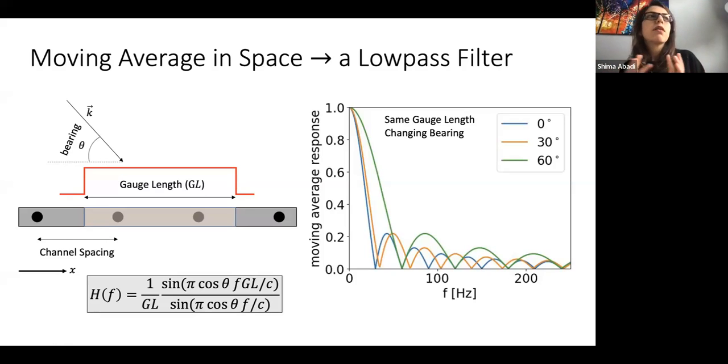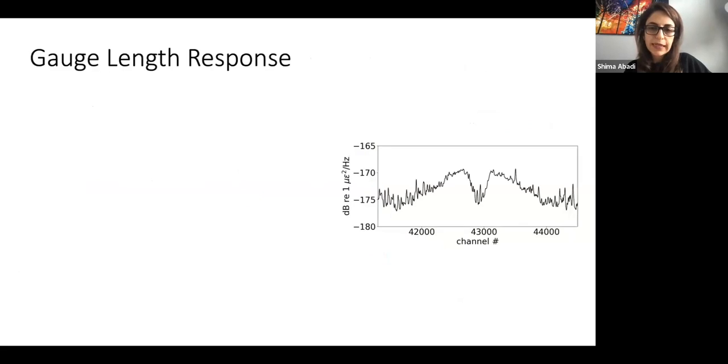I just want to say it's not that easy. It's a nice explanation, but when we want to do the math, it's not that easy, because we don't know exactly the bearing, because we have multipath, especially in shallow water. We have the direct path, surface reflection, and bottom reflection. So we have different bearings, and that makes the whole analysis a little bit more complicated. But that's overall what happens.